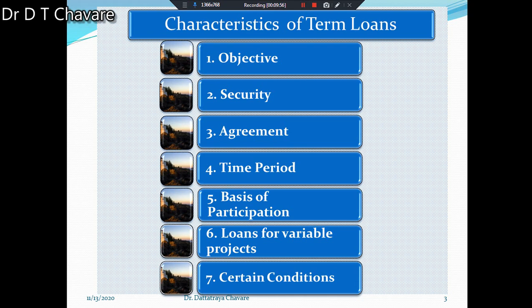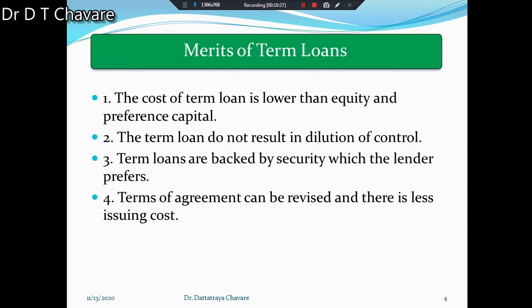In this way, these are the different characteristics of term loans. How many characteristics are there? Seven characteristics I have mentioned in this chart. First, objective. Second, security. Third, agreement. Fourth, time period. Fifth, basis of participation. Sixth, loans for variable projects. And the last, certain conditions. These characteristics you should study and understand in detail as a student of business finance.